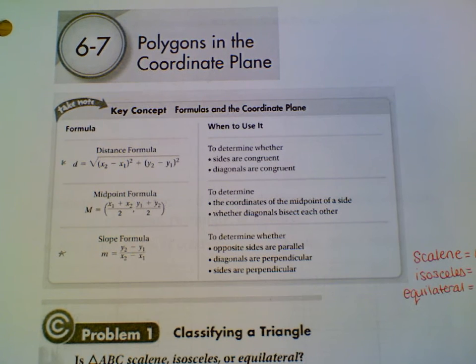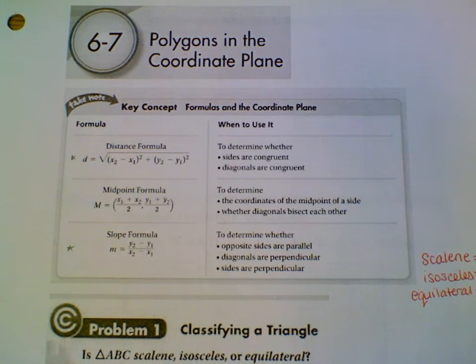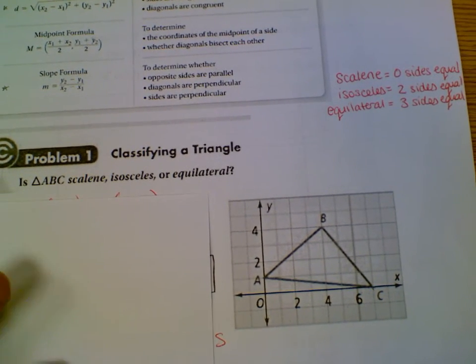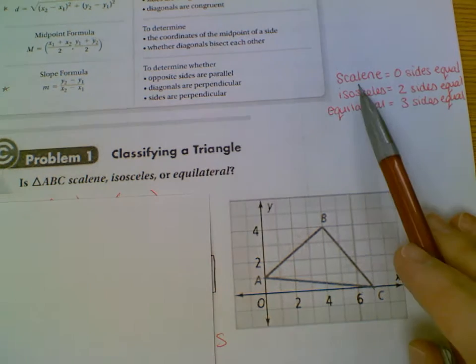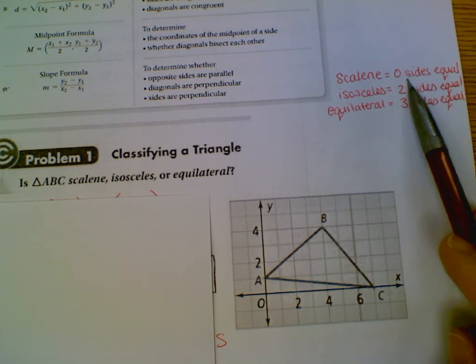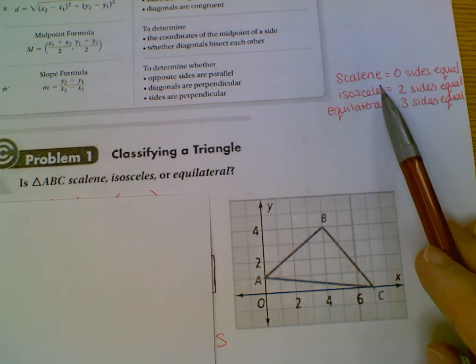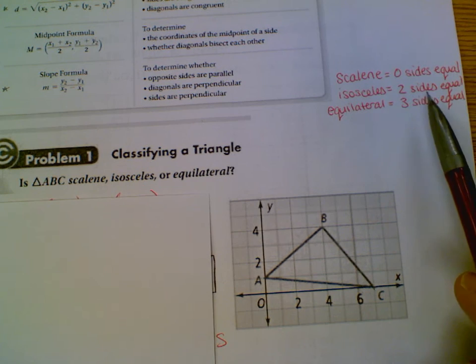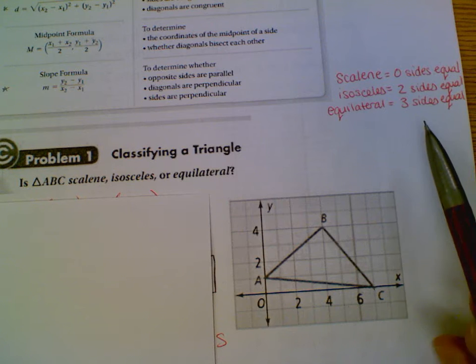This first one asks if this triangle is scalene, isosceles, or equilateral. First, you need to know what those definitions are. Remember, scalene means I have 0 sides equal to each other. Isosceles means I have 2 sides equal. And equilateral means that all 3 sides are equal to each other.